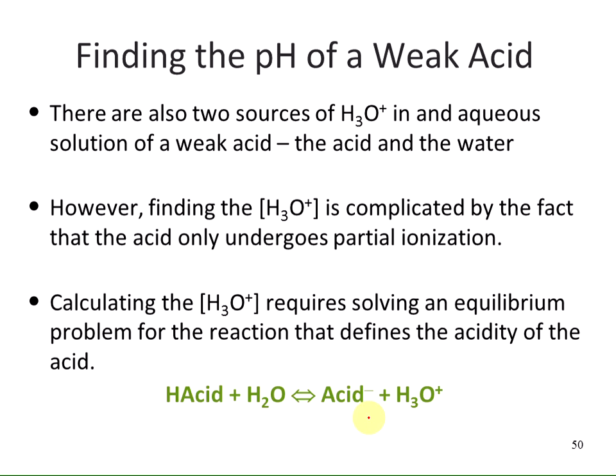There are two sources of hydronium in an aqueous solution of a weak acid. One of those sources is the acid and the other is the water. However, finding the hydronium ion is complicated by the fact that the acid only undergoes partial ionization. Calculating the hydronium concentration requires solving an equilibrium problem for the reaction that defines the acidity of the acid. So we have to write the balanced chemical equation that shows the equilibrium of the acid dissolved in water.